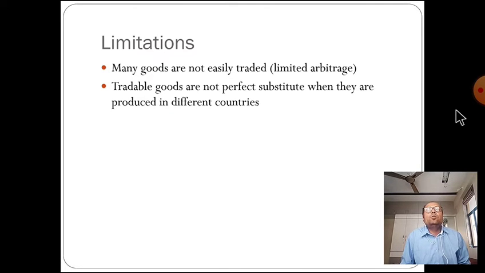And second, traded goods are not perfect substitutes when they are provided in different countries. So in this case, when we say the price of the product in the Indian market is 200, whereas in the US market it is $5, this difference in price may get wiped out because of arbitrage, but it may not happen because the quality of the product in both the markets may not be the same. So there are differences in quality because of which the price differential may prevail and arbitrage may not happen to that extent. So these two are the major limitations of purchasing power parity theory.